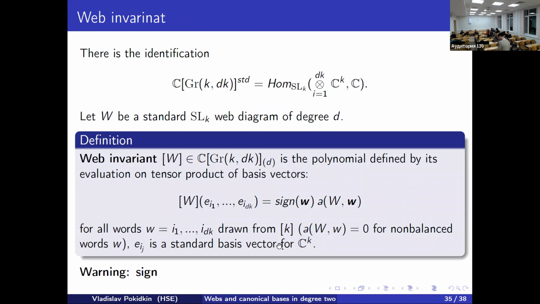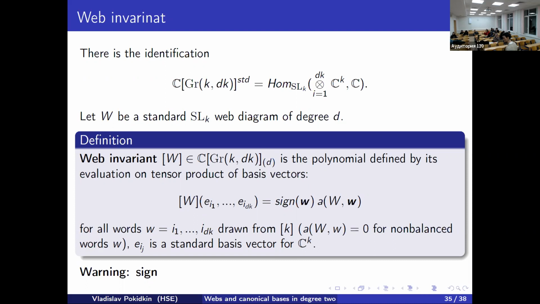For the general case, we should proceed in the same way. What's written here? Standard part means that we consider the correspondence with polynomial representations. If we take such representations encoded by semi-standard tableaux, and choose only standard ones, then the corresponding basis in the coordinate ring, I think.